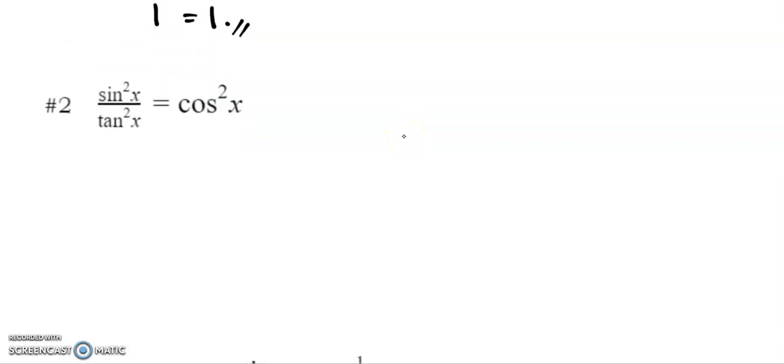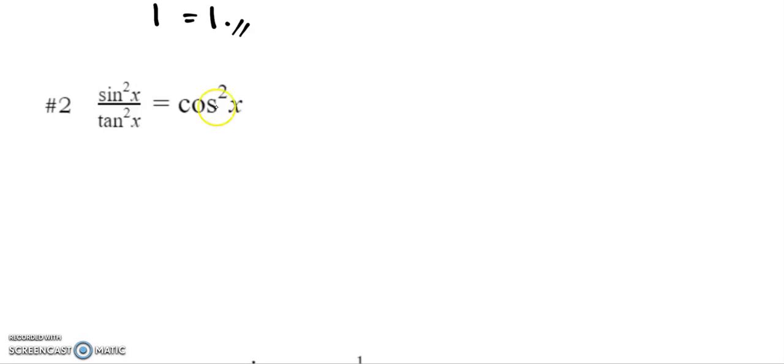All right, sine squared over tangent squared equals cosine squared. Now, I could try to figure something out on the right-hand side and manipulate cosine squared, but usually it's easier to simplify a fraction. So I'm going to try and do that. Well, I need cosine squared. This is the other thing: you've got that perk of having the answer.